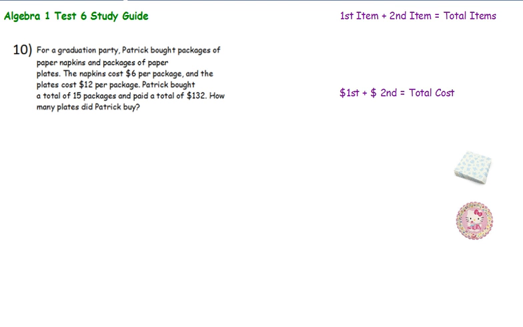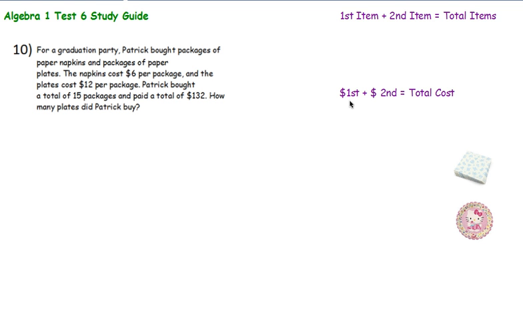Let me point out something before we really get into the problem. All of these problems that we're going to look at here have kind of the same setup. You notice at the top right here, I wrote first item plus second item equals total items. They're going to tell you some story. Somebody goes out and buys some stuff. So the first item is just going to be the first thing you buy. The second item is some of the other thing that you're going to buy. You don't know how much of each thing that you bought, but you do know that they'll tell you the total number of items you bought.